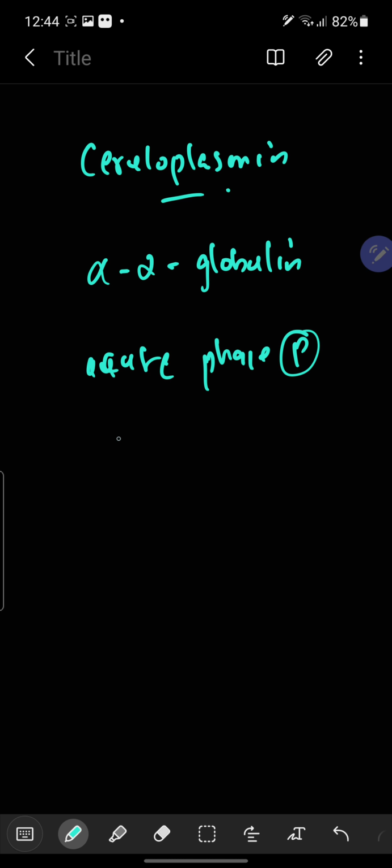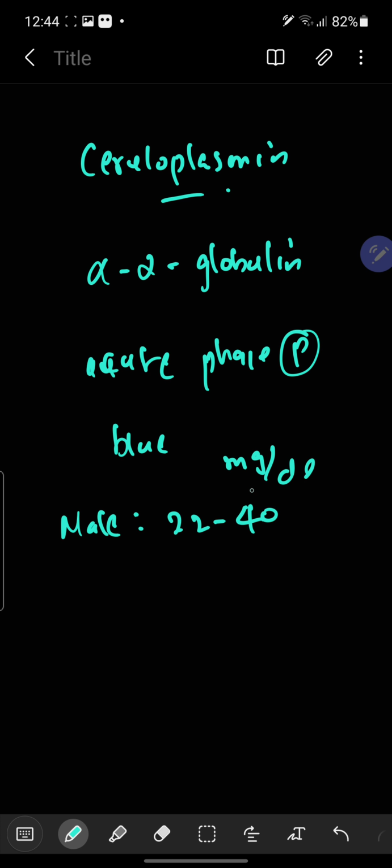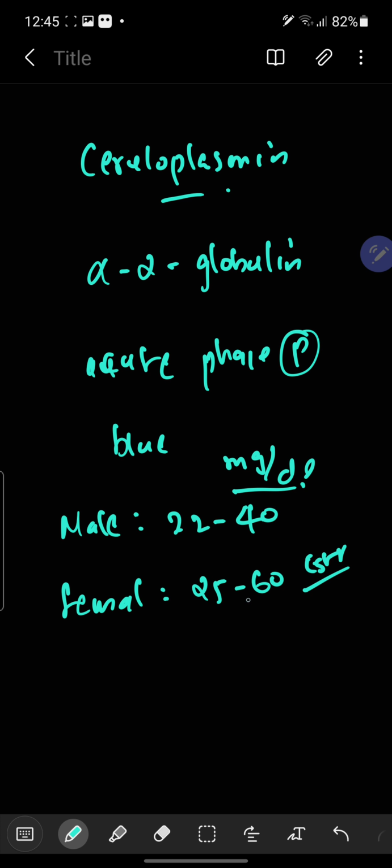The ceruloplasmin is blue in color, and the reference blood level of ceruloplasmin in males is 20 to 40 milligram per deciliter. Okay, in males it is 20 to 40, whereas in females there is a slight increase, 25 to 60 milligram per deciliter. In females there is estrogen. This estrogen increases the ceruloplasmin concentration in blood. That is why the female has a slight increase in ceruloplasmin level.